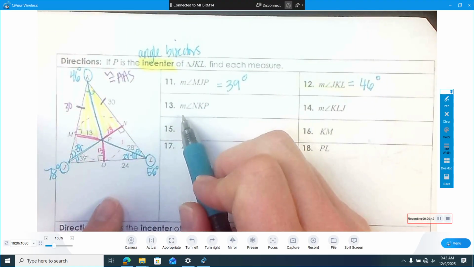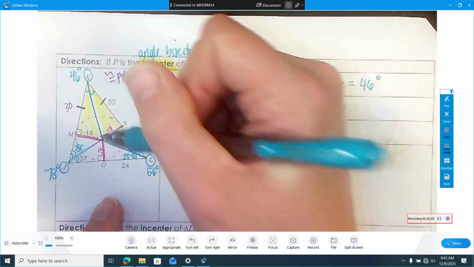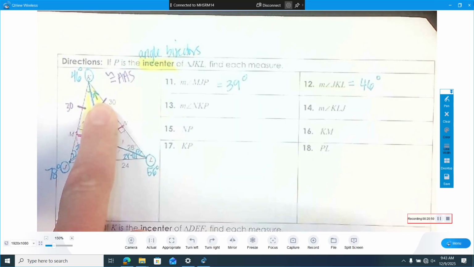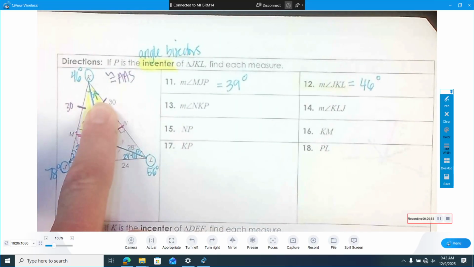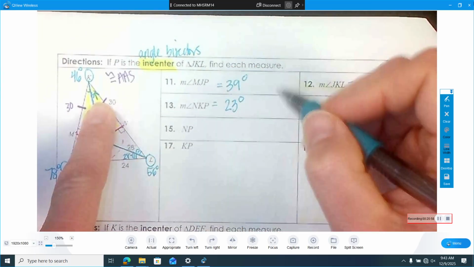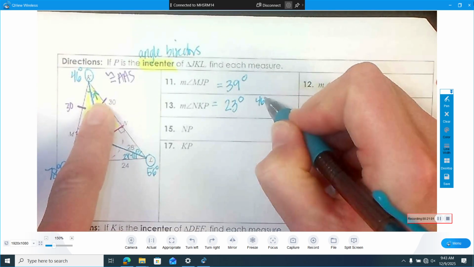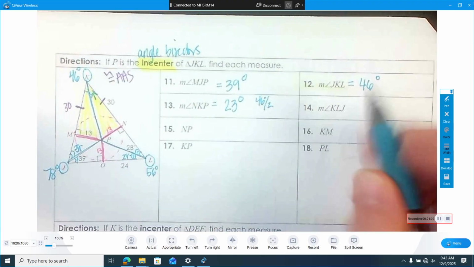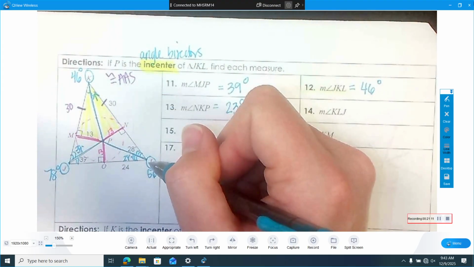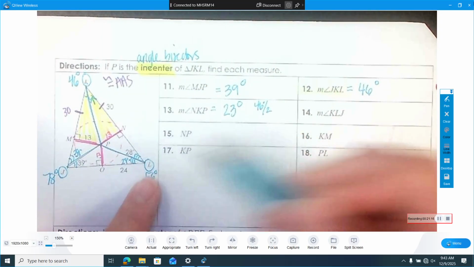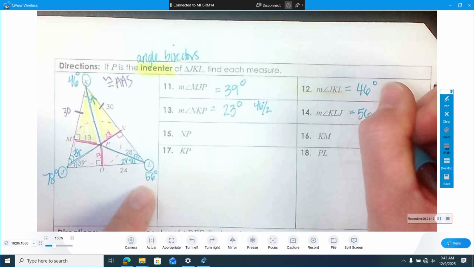Then it says, what's the measure of angle MKP? MKP is just this angle right here. Just that little one. What's that one? 23 degrees. How did we get that? Yeah, 46 divided by 2. The whole thing split into 2 equal parts. All right. And then KLJ. Let's see. KLJ. Ooh, we already know that. KLJ is the whole angle L there. We said it was 56.